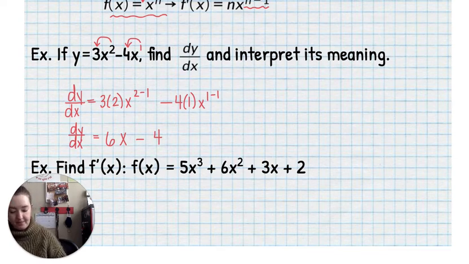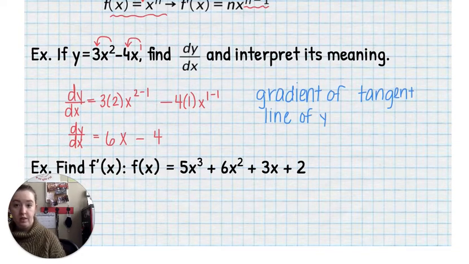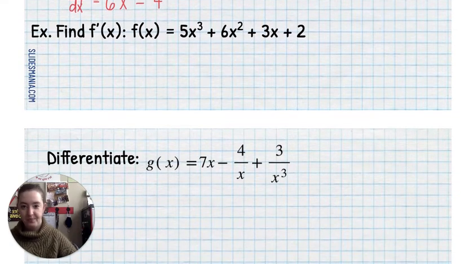So interpret its meaning. This is the gradient of the tangent line of y equals 3x squared minus 4x. And then remember, we could plug in a value to figure out what the gradient of that tangent line is at a specific point. Okay. This next one, we want to find f prime of x.